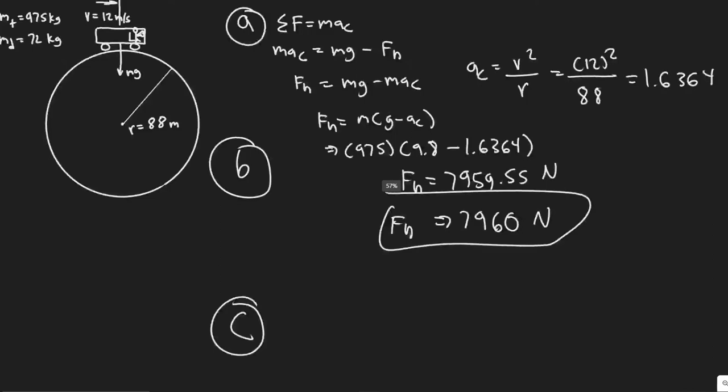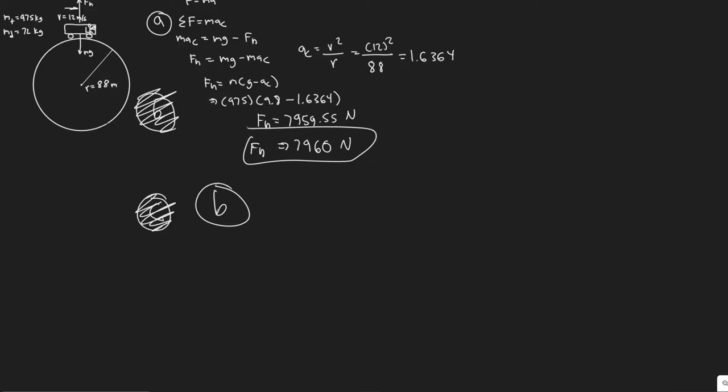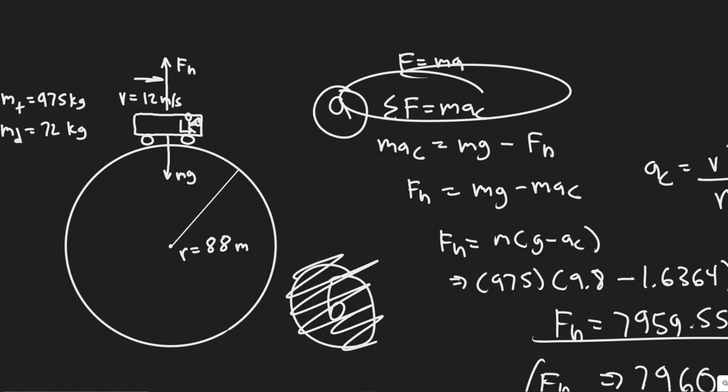And I kind of went into B, so I'm going to move these down a bit. So let me just erase that or cross it out. And now for B, let's do that. So for B, it's essentially the same thing, except we're just looking at it for the driver. So I'm not going to go through all the steps again, but essentially, sum of the forces equals mac, where mac equals the mass of our object.